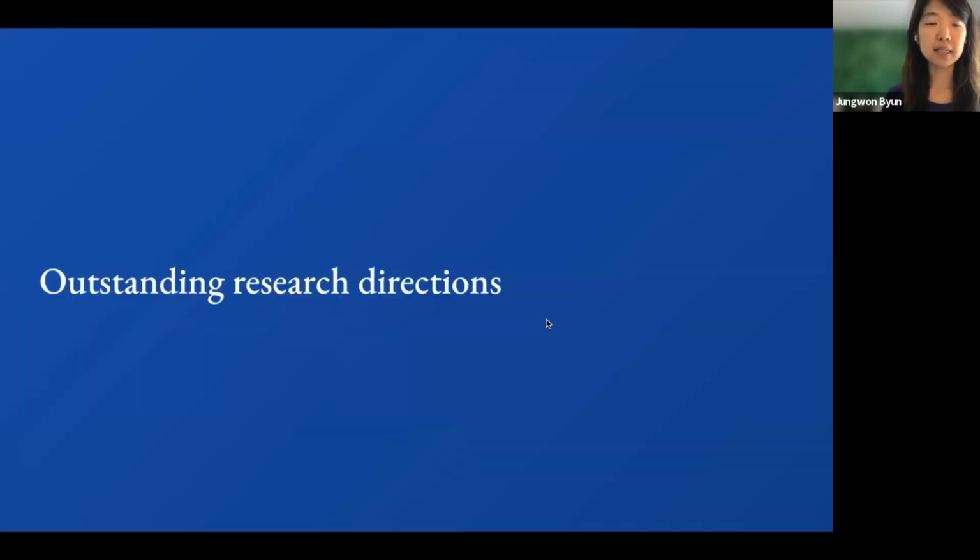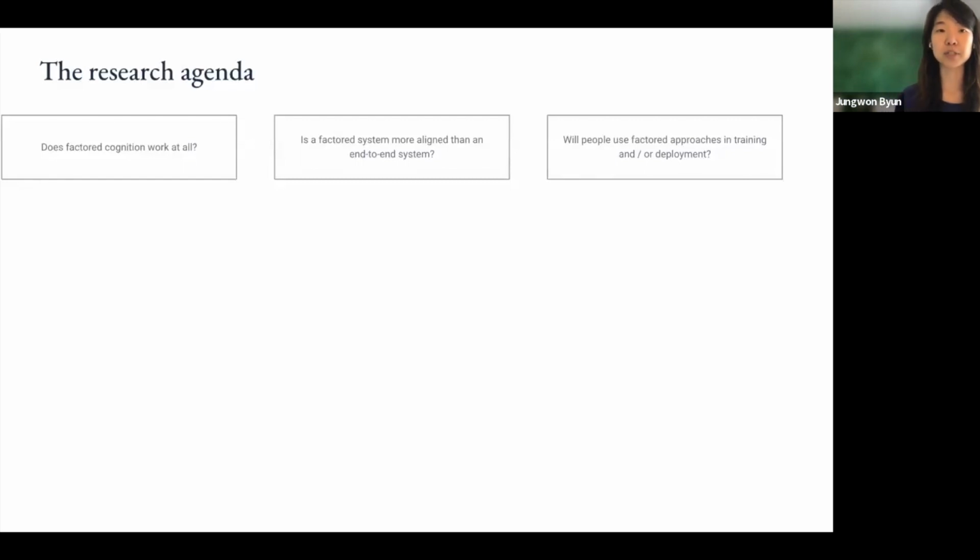So where does that leave us? Outstanding research directions. Let's go back to the core questions that we talked about at the beginning. Does factored cognition work at all? Is a factored system more aligned than an end-to-end system? And will people use factored approaches in training and or development?